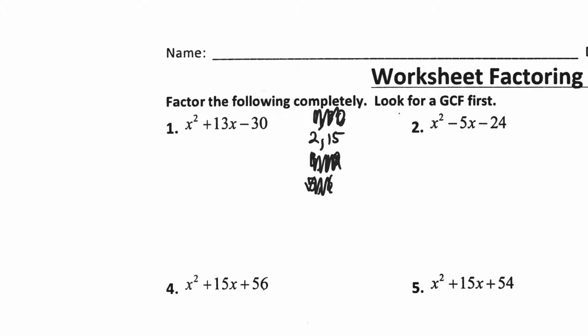So is the negative on the 2 or the 15? It's got to be on the 2, right? Okay. So negative 2 times positive 15 is negative 30. So the first part of that's good. Then negative 2 plus 15 is what? 13. Positive 13. So that is the one I want. Whoops, this is x's. x minus 2 and x plus 15.